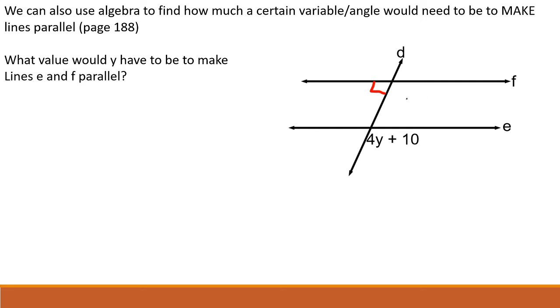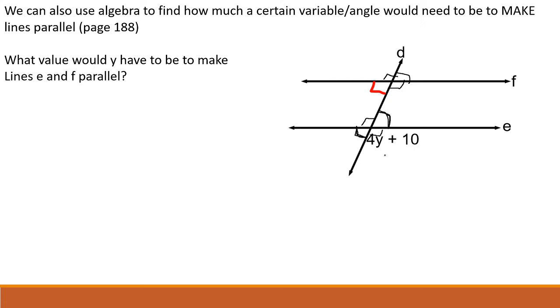Anyway, so what do these need to be in order for lines F and E to be parallel? Well, if lines F and E are parallel, that means if there's a right angle here, all of these would have to be right angles as well. Because if there's a right angle here, there's a right angle here, here, and here. And if these are to be parallel, that same situation has to happen here. These all need to be right angles.